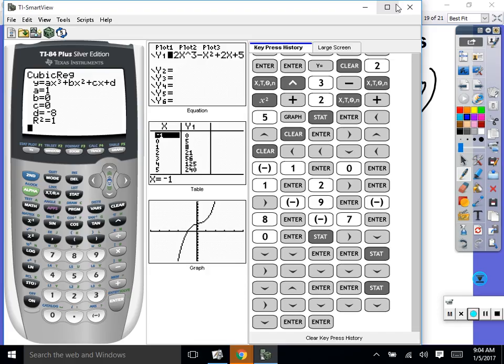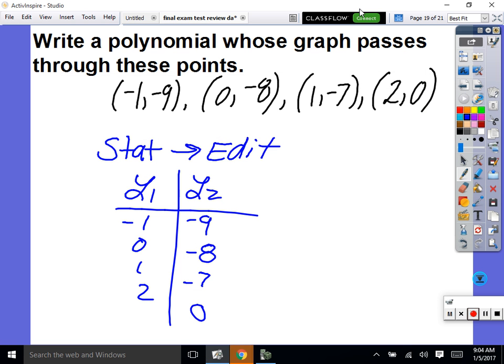Now look, it gives me the answer. So it's 1x cubed. And then it looks like 0x squared, so there'll be no x squared, 0x, and then -8. So that's x cubed - 8 was my answer. Everybody understand?